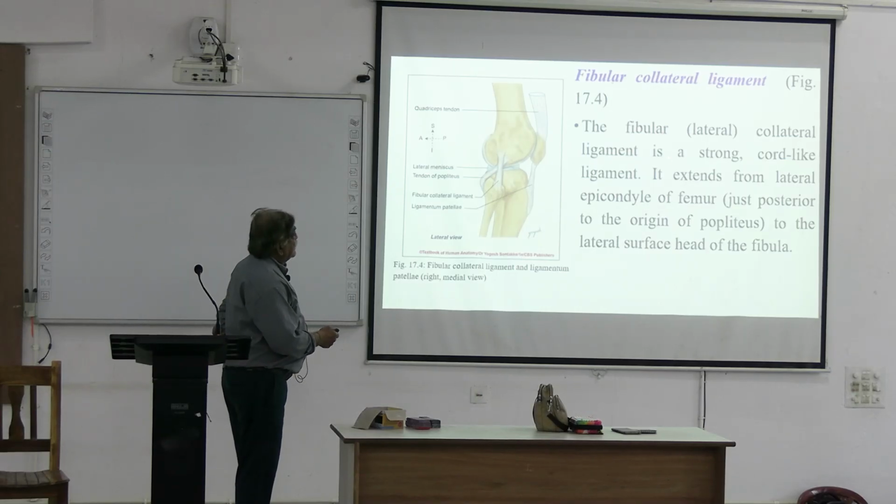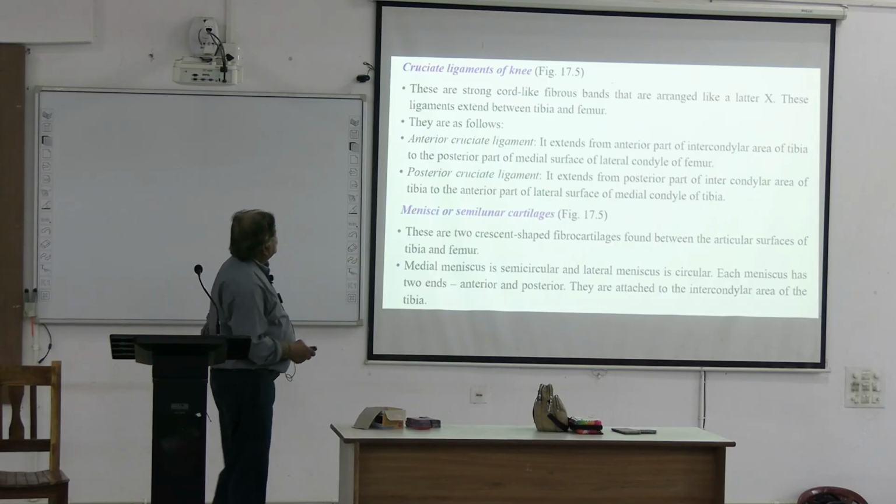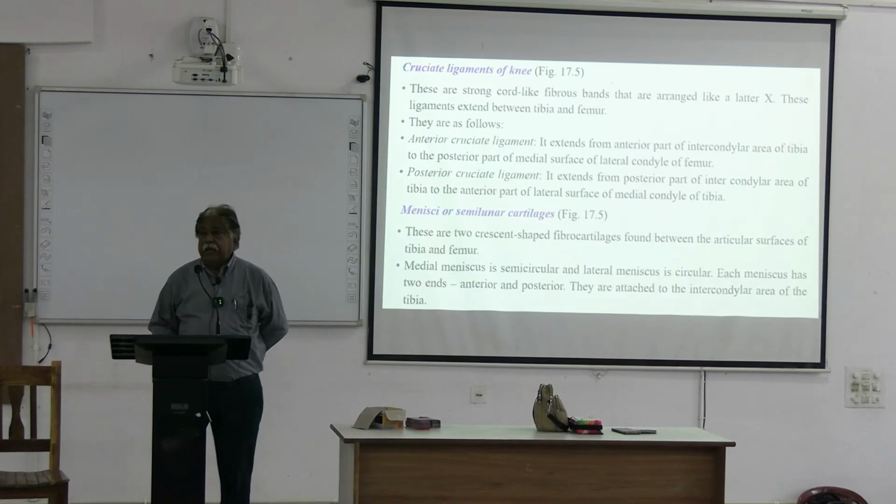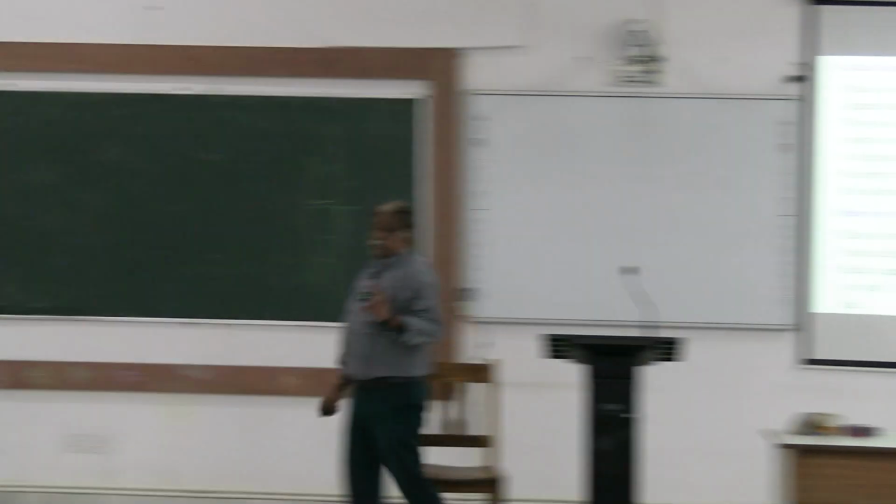The fibular collateral ligament is a strong cord-like ligament. It extends from the lateral epicondyle of the femur, just posterior to the origin of the popliteus, and I showed you the tendon of popliteus here, the origin here, to the lateral surface of the head of the fibula. Now, cruciate ligament, but it can be a short note, 4 marks.